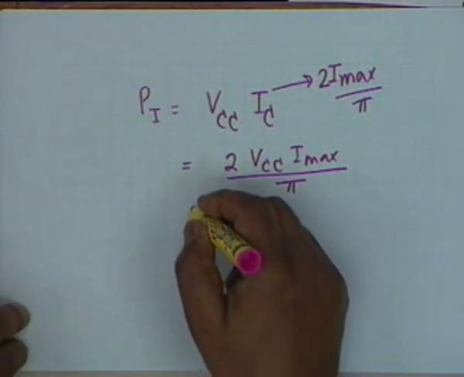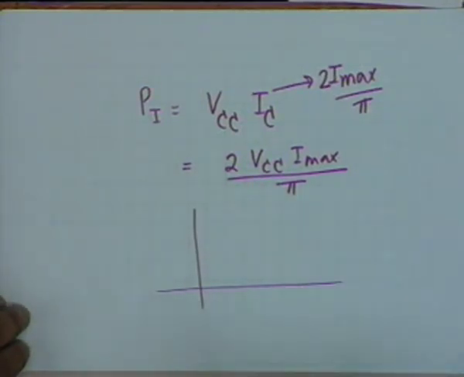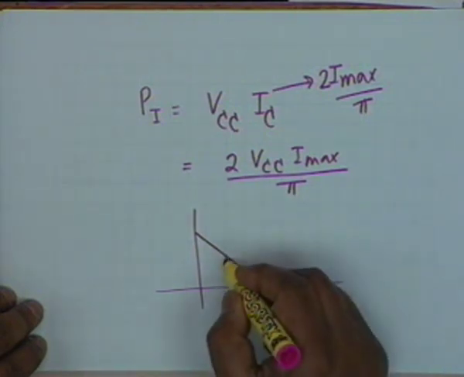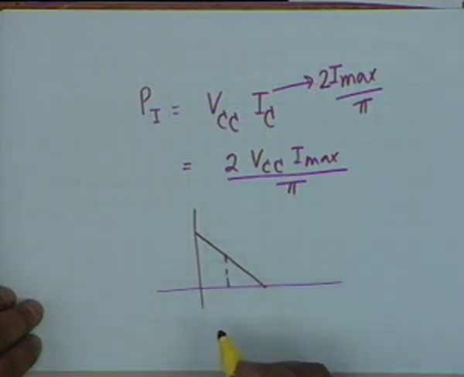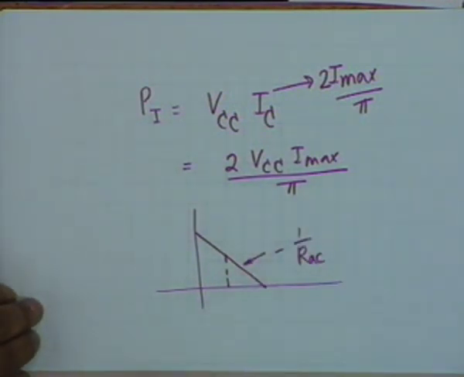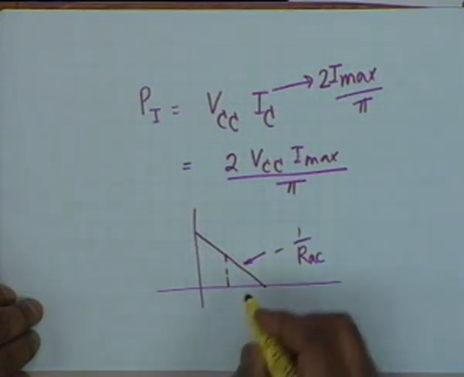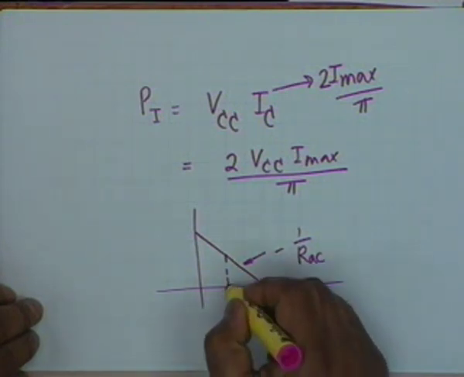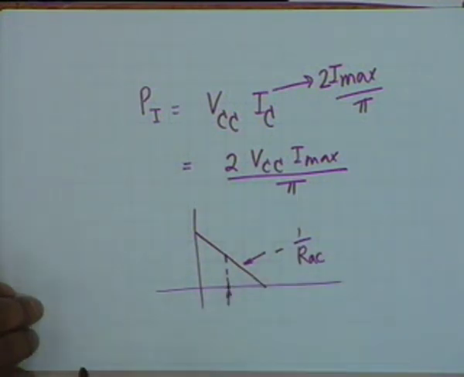All right, you recall this. In the characteristic, if this is the AC load line, then the middle point is the Q point. This represents minus 1 by RAC. This is the Q point. Now, what is this? What is the relation between this point and VCC?